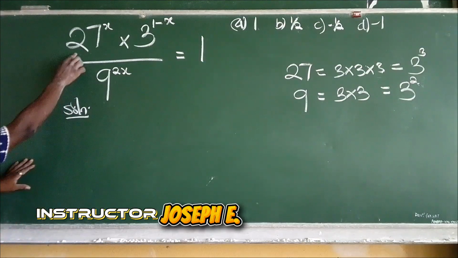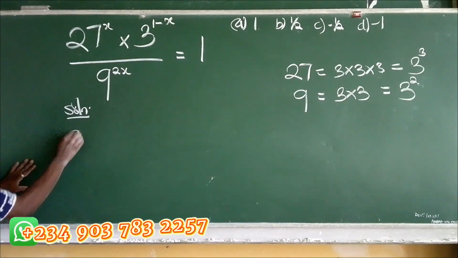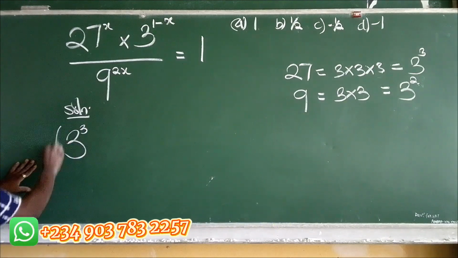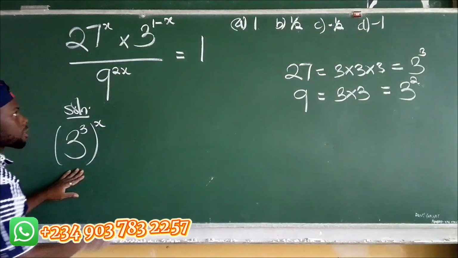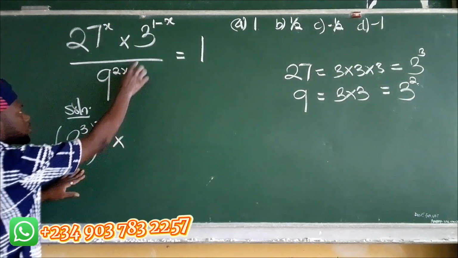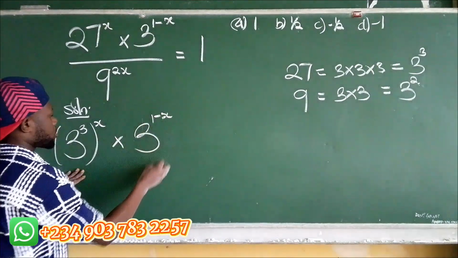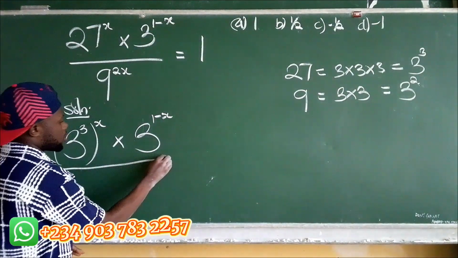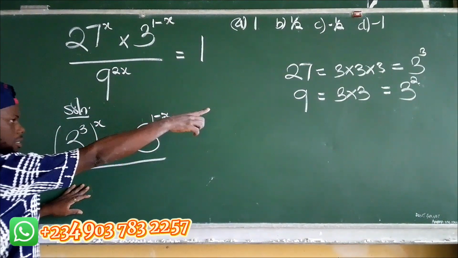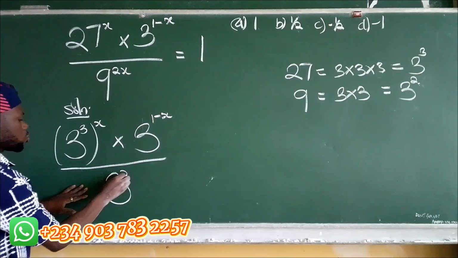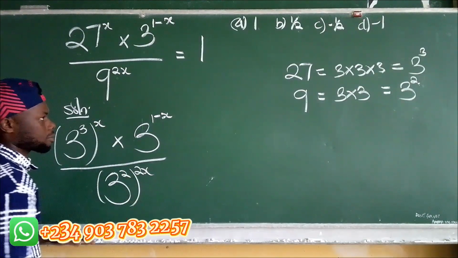So that becomes 27 is the same as 3 raised to the power of 3, which is 3 raised to the power of 3 in bracket raised to the power of x, times 3 raised to the power of 1 minus x, divided by 9. And 9 is the same as 3 raised to the power of 2 in bracket raised to the power of 2x.